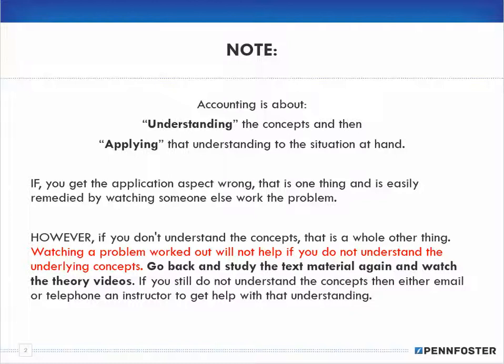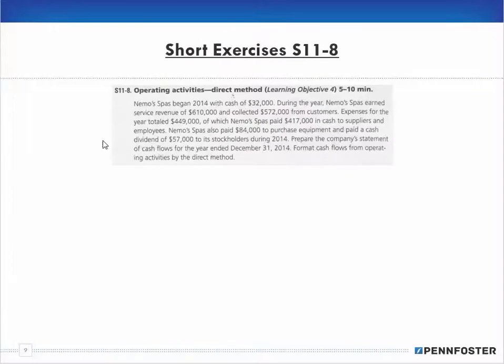Right, so in this video, 11-8, most likely it's just going to be one video here, because when you're creating these financial statements, when you're creating the statement of cash flows, it does take a little bit of time. But it says here, Nemo Spas began 2014 with cash of $32,000. During the year, Nemo Spas earned service revenue of $610 and collected $575 from customers. Expenses for the year totaled $449,000, of which Nemo paid $417,000 in cash to suppliers and employees.